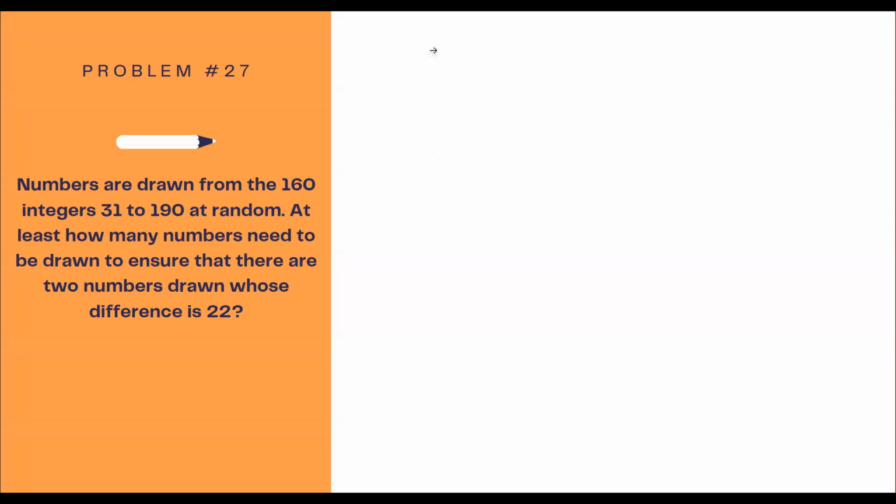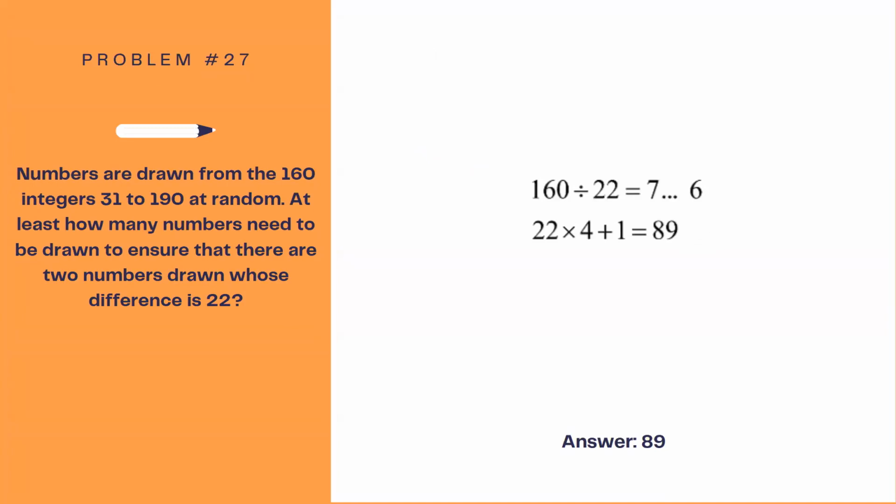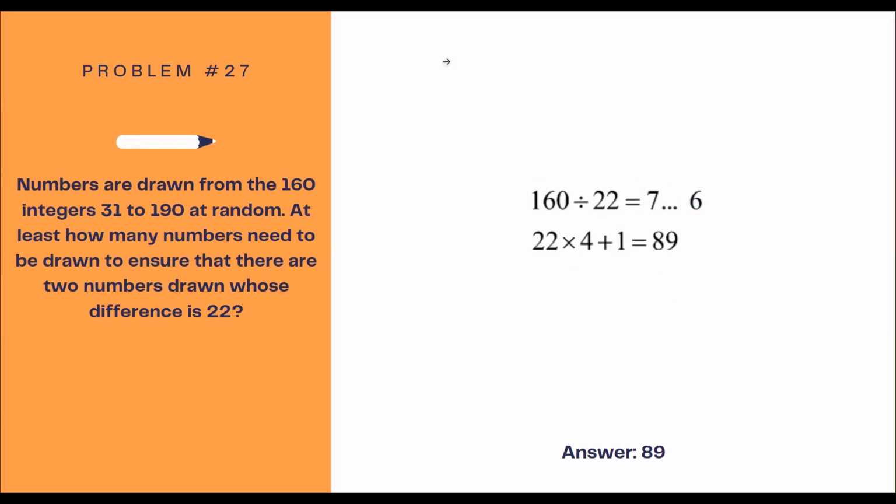How about the others? What do you think is the answer? 73, 84, 89, 73. Okay. So let's see. For this one, we have 160 integers. So we divide that by 22. Okay. So we have 7 remainder 6. Then from that, 22 times 4 plus 1 is equal to 89. So the answer is 89.